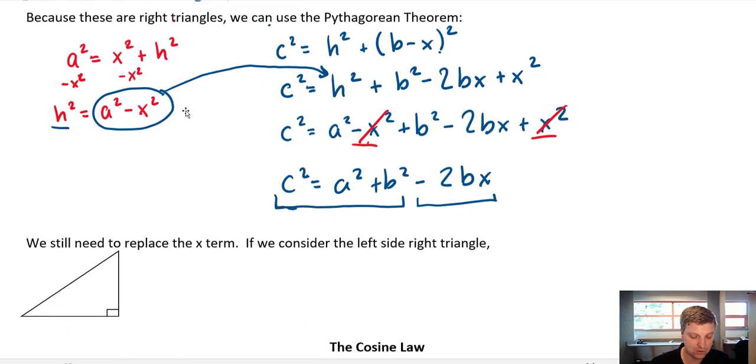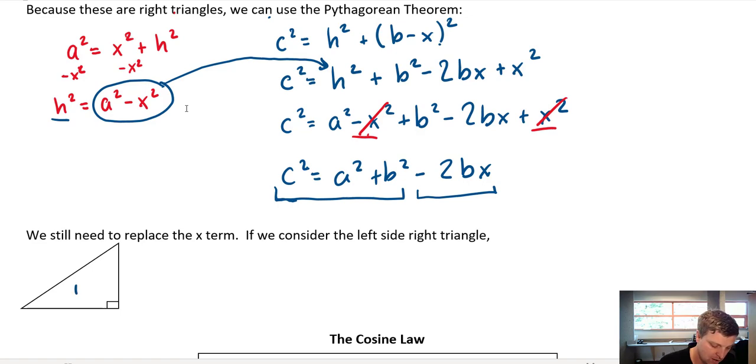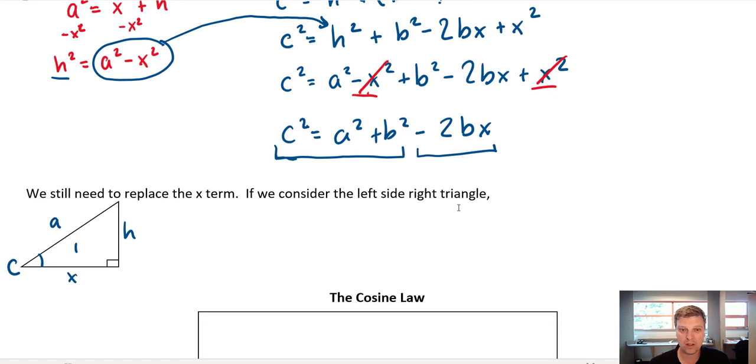So if I remember, this was triangle 1. Remember, this was angle C, and this was side a, and this was x, and this was h. And that was angle C. So I don't know x, but I do know angle C. So I could talk about the cosine of angle C. The cosine of angle C would equal x over a.